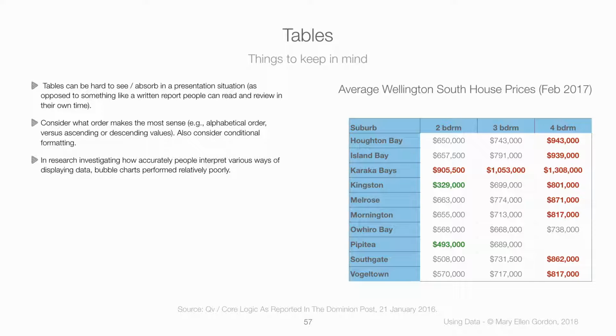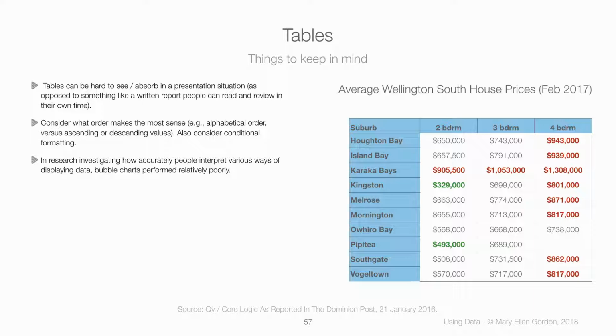So here we can see that the higher numbers are in red, the lower numbers are in green. So you can quickly scan and see that if you want a four-bedroom house on the south coast of Wellington, you're almost certainly going to be looking at something over 800,000. If you only have less than $500,000 to spend on a house, you're probably looking at a two-bedroom house, and even then the suburbs that you can look in are pretty restrictive. If you want to live in Karaka Bay, then in all likelihood you're going to be paying 800,000 no matter what size house you buy. So it's easier to scan and just get a general sense of what's going on if we do use conditional formatting.